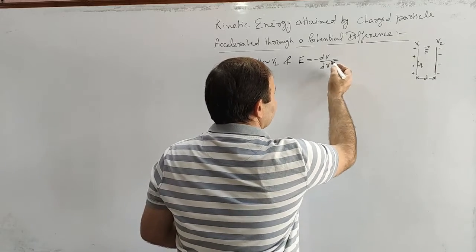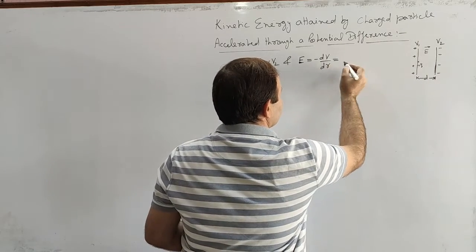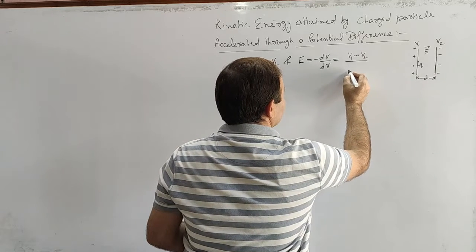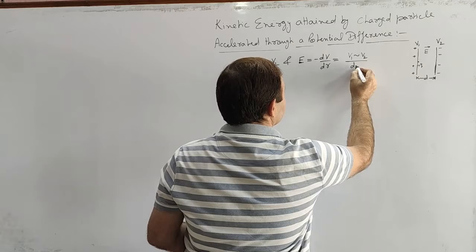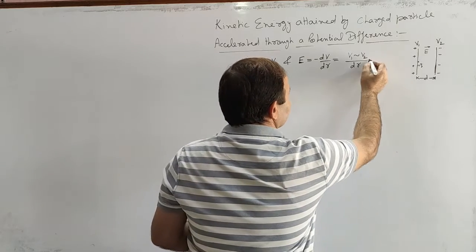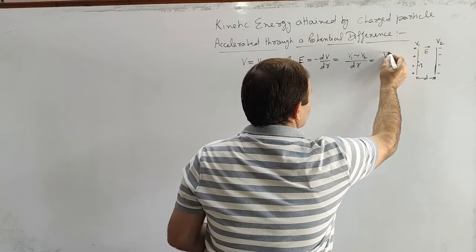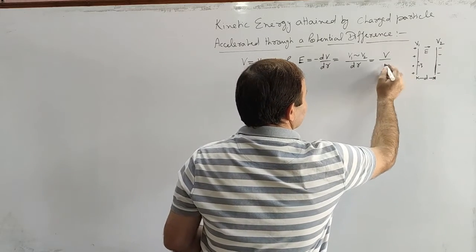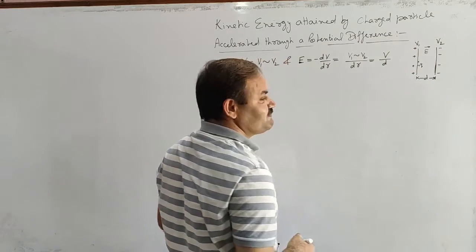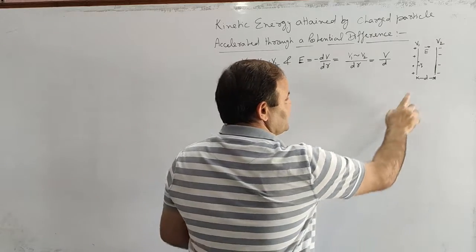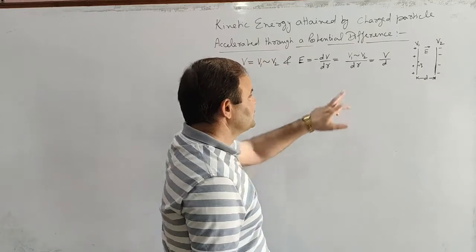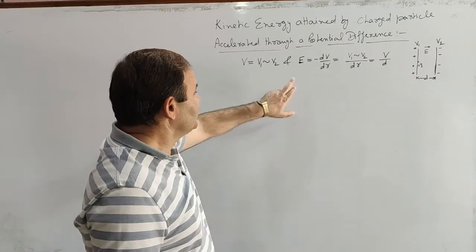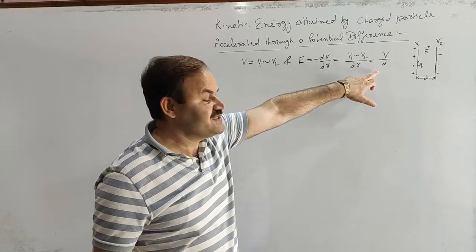Hence, the electric field between the plates E will be V1 minus V2 divided by dr. It means it will be potential difference V between the plates divided by distance between the plates, and distance between the plates this time we have taken as d. So instead of dr it will become d. Now electric field between the plates is V upon d.